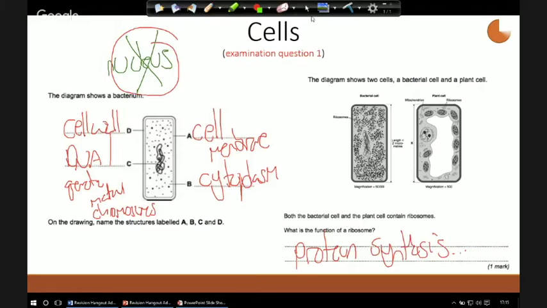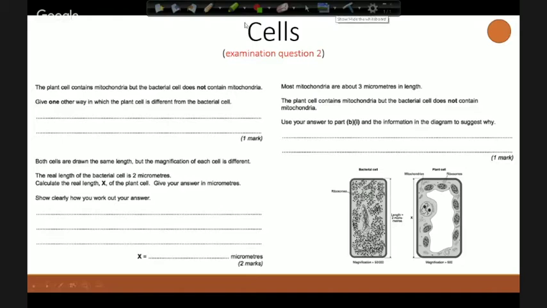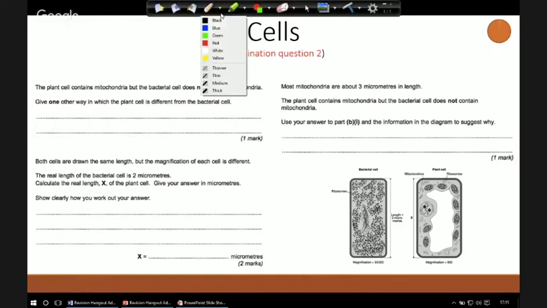Okay, the second question for this part. Question 2, I'll read it out. I will give you a little bit of time, but we've got to go relatively quick today. So for 1 mark, the plant cell contains mitochondria, but the bacterial cell does not contain mitochondria. Give one other way in which the plant cell is different from the bacteria. And again, it might be good practice in your real exam that you're highlighting as you go through keywords that are going to allow you to compare and contrast the particular question.